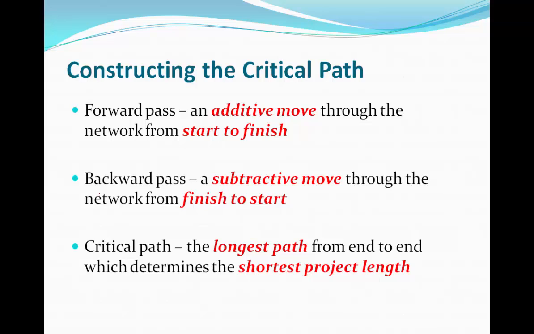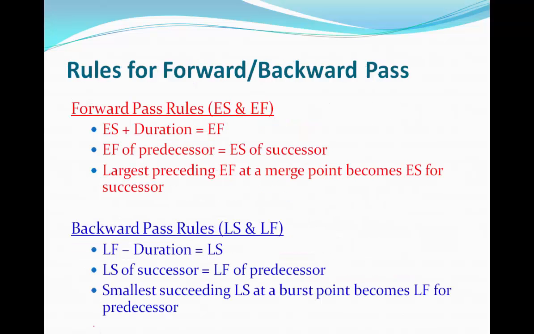In a backward pass, we start from the very last activity and then work our way to the start. There are a few rules for conducting a forward pass and a backward pass. For the forward pass, the first rule is, if you recall our labeling information, we've indicated that the description goes in the top center, and then we have our early start in the top left corner, and our early finish in the top right corner. And then we have our duration in the bottom center. So the first rule here says early start plus duration gives you early finish. So in this example, you take your early start, you add your duration, and that will give you your early finish.